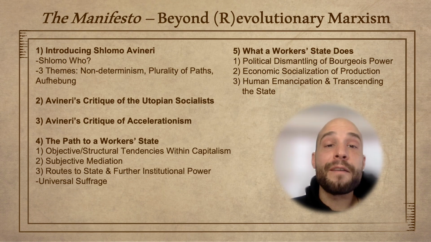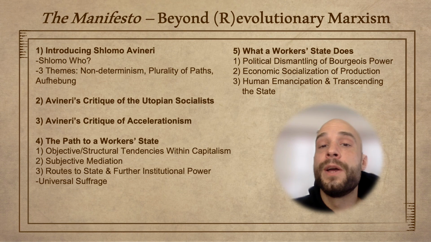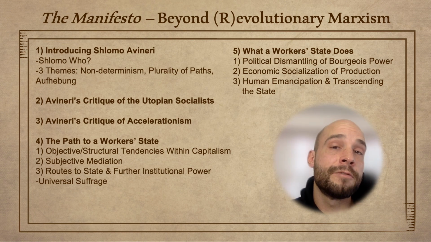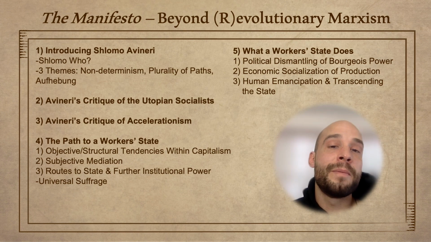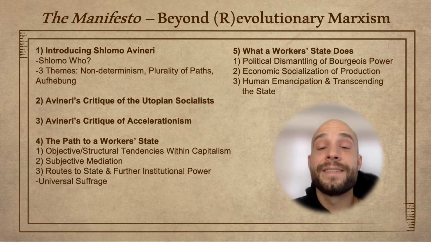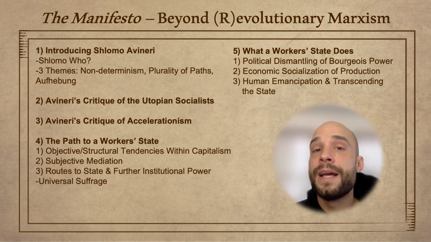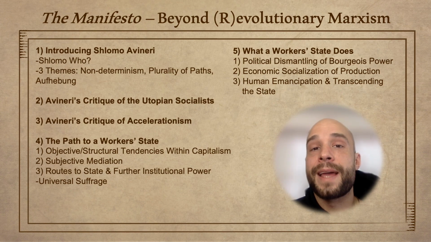Finally, after all this groundwork, we'll be able to answer this big question about what a worker state actually does. We'll break it down into three interrelated goals: political dismantling of bourgeois power, economic socialization of production, and human emancipation leading to the eventual transcendence of the state. By the end, you'll see how Avineri ties Marx's theory together in a practical, dynamic roadmap for revolutionary strategy, not just ideas, but a guide to political and economic action.